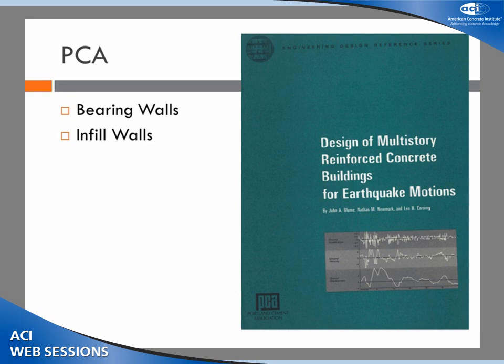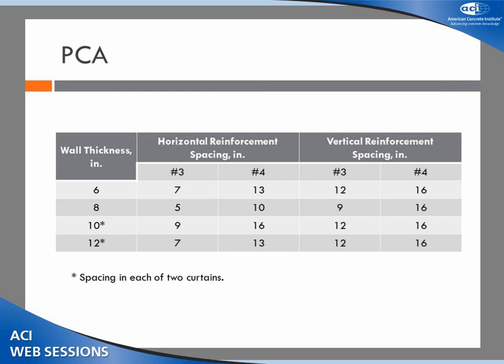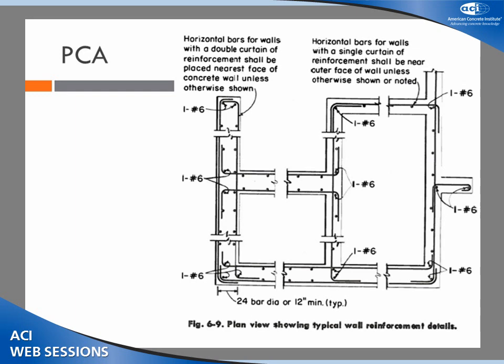So if you look at what is actually contained in the book, it had a little bit of information about how much reinforcement, distributed reinforcement, you needed to put in walls. It's showing wall thicknesses of 6 to 12 inches and telling you need two curtains of reinforcement if you have 10 or 12 inch walls. And then it has one diagram showing you detailing for walls, which I think is consistent with the idea that the walls are not really contributing to the earthquake resistance in these cases.